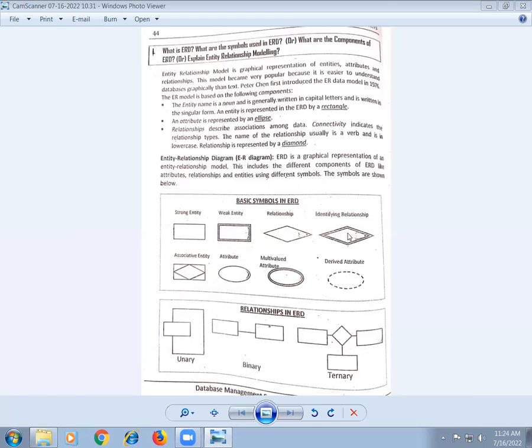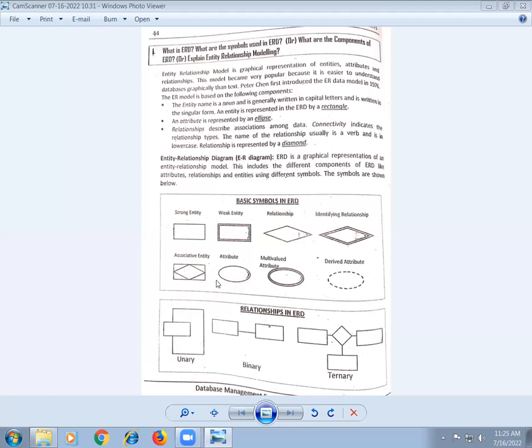The next one is the identifying relationship. An identifying relationship is represented by a double diamond symbol. In this way, to identify particular data from the relationship between multiple tables, we use such graphical symbols. And one more, the associative entity. An associative entity is represented by a diamond symbol inside a rectangle.